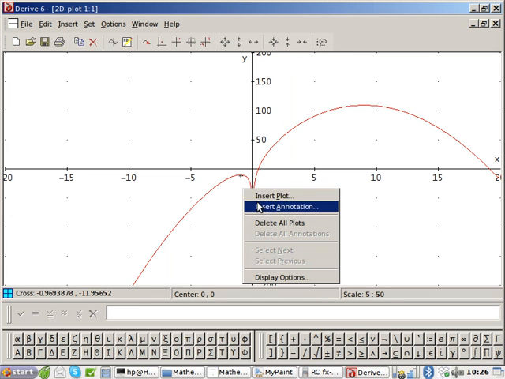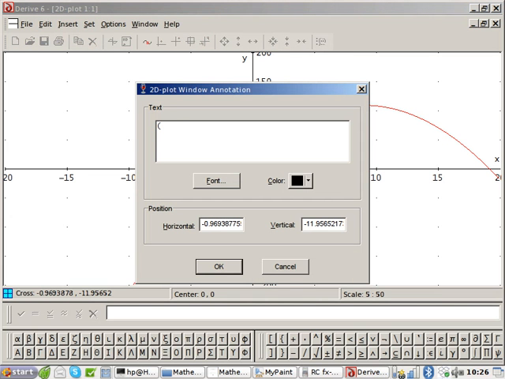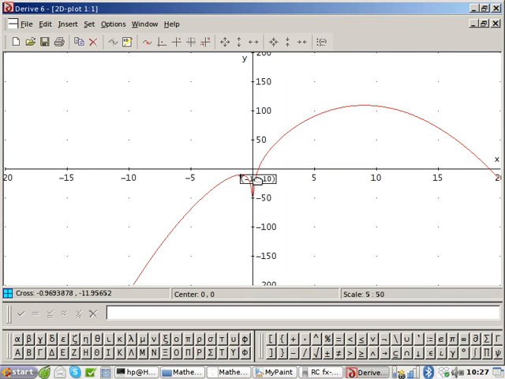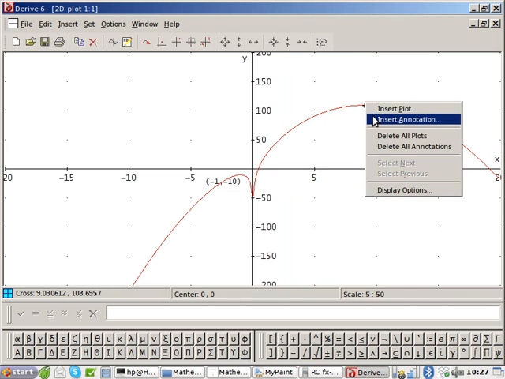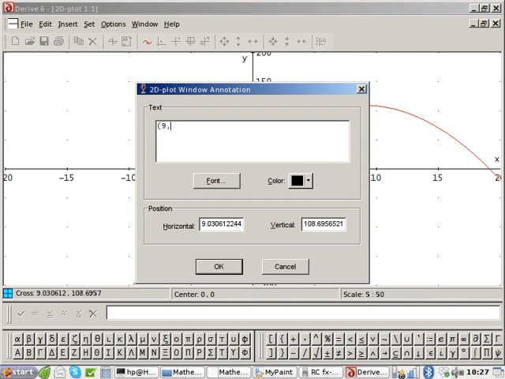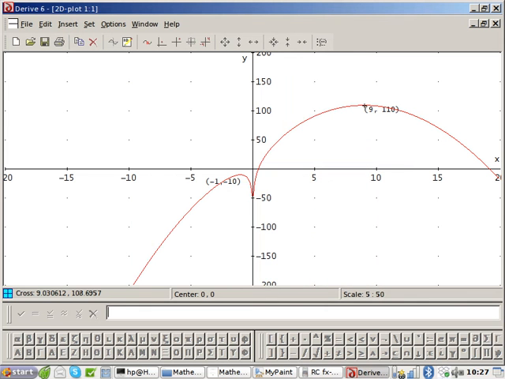So, at what point was this? Minus 1 and minus 10. That's the first turning point there. Let me just mark it there. And then the second one looks like it's somewhere around about here. 9, very good. And 110. Excellent. 9 and 110. So can you see the 2 turning points there?